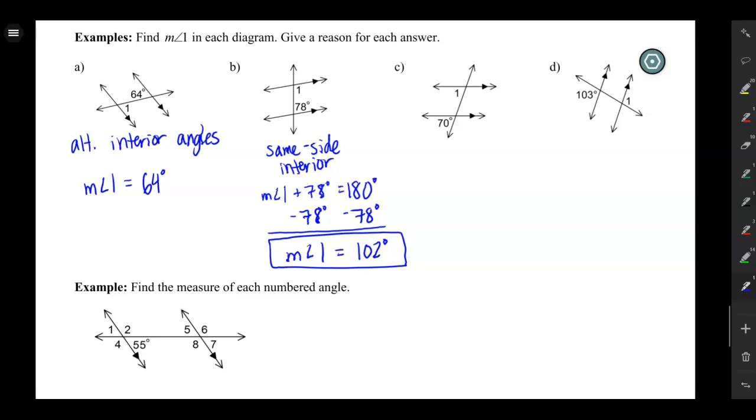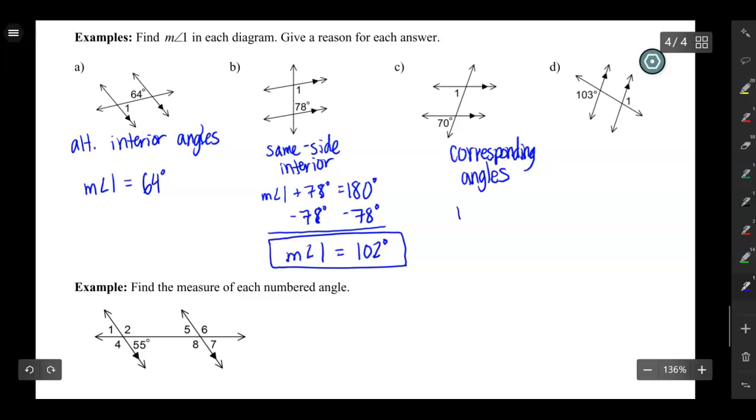Okay, let's jump to C. So in C, we're looking at one angle. The angle 1 is an interior angle, and the 70 degrees is an exterior angle. But these are corresponding angles because they're in the same spot with relation to the parallel lines and the transversal. And corresponding angles are congruent, which means that the measure of angle 1 is 70 degrees.